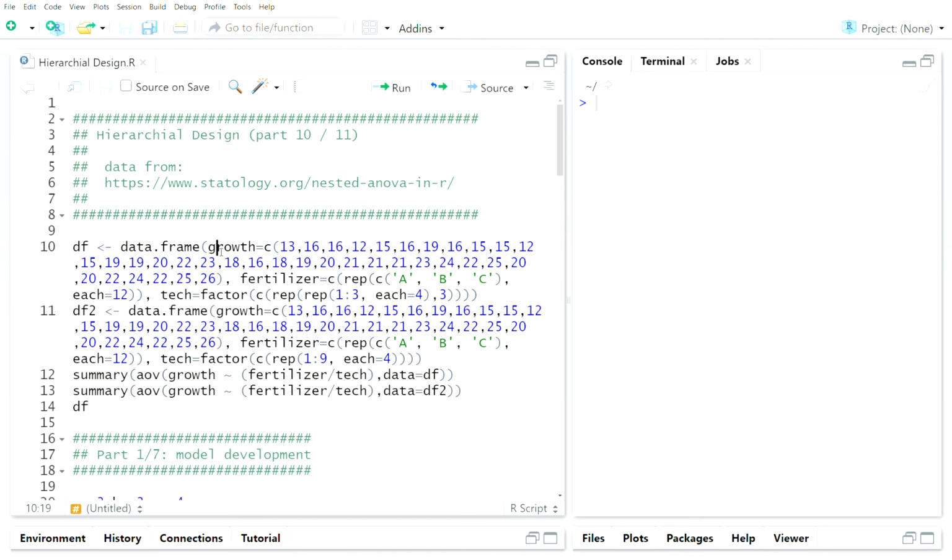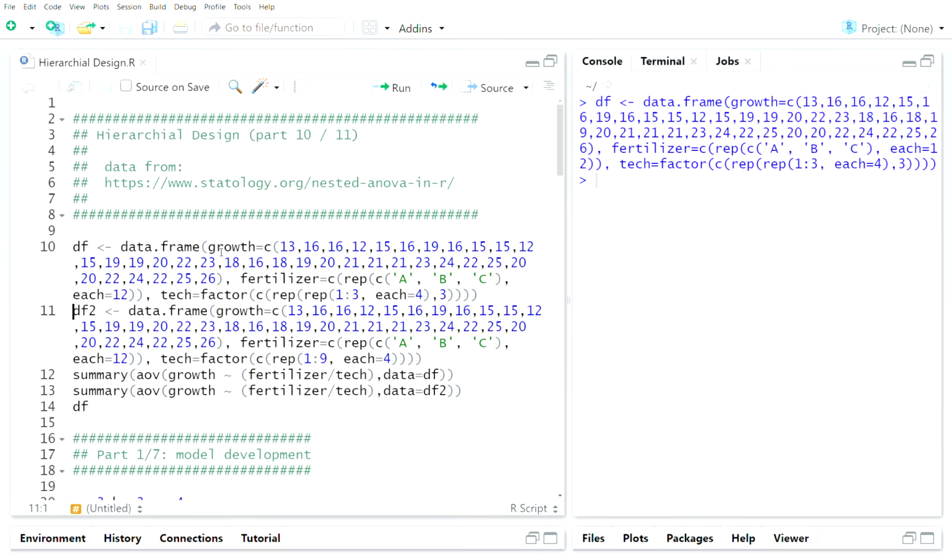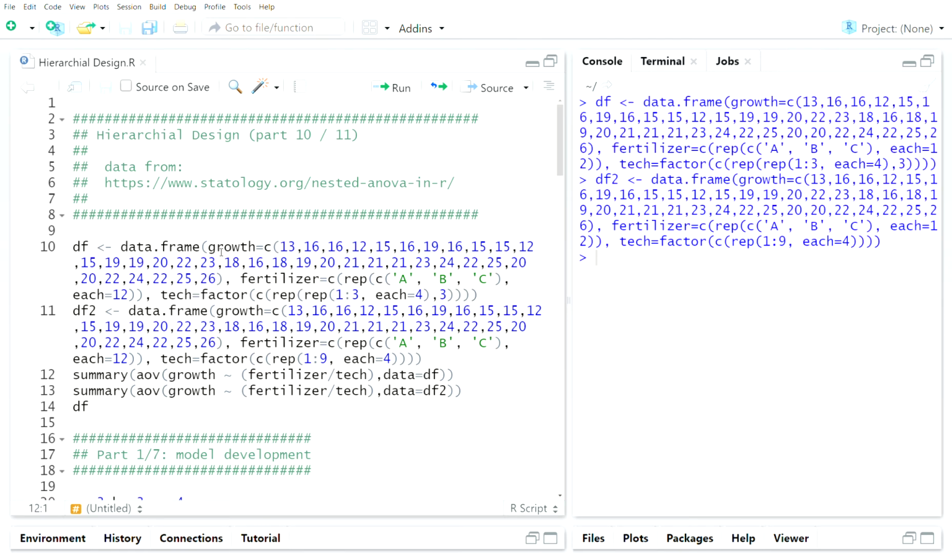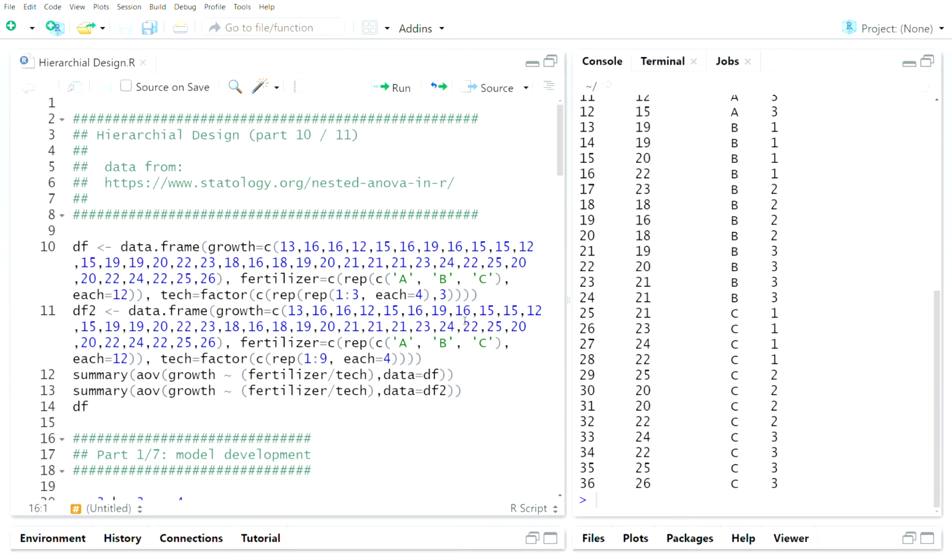And we load the data. So we're looking at the growth of a plant, and the two factors are fertilizer and then the technician that's applying that type of fertilizer. And we load it here. And the difference is the way we load technician. And perhaps I should just show you the data.